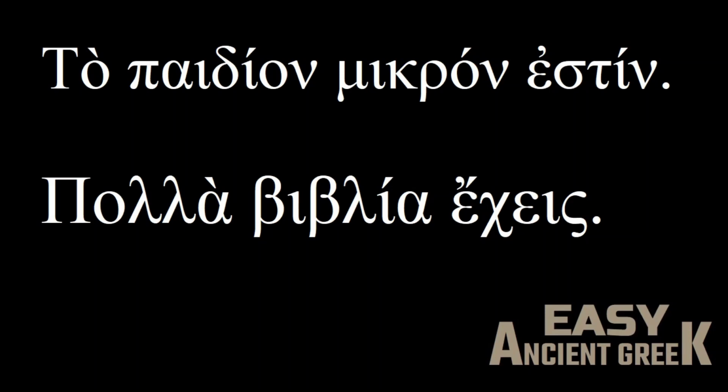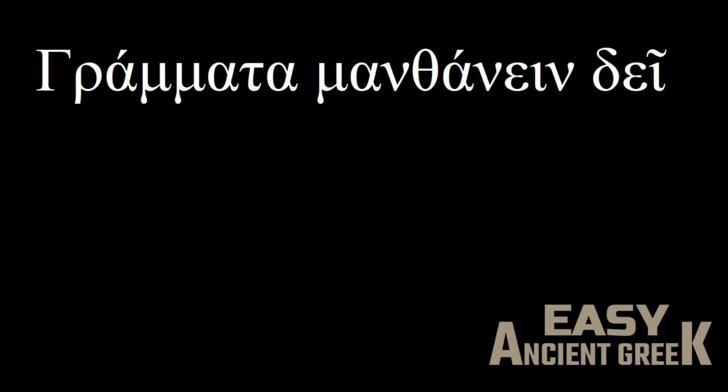The plural of neuter nouns is a, just like in Latin, and polus is found in the word polygamy and polytheistic. Let's learn the first half of today's quote now. Ramata mantanin di.